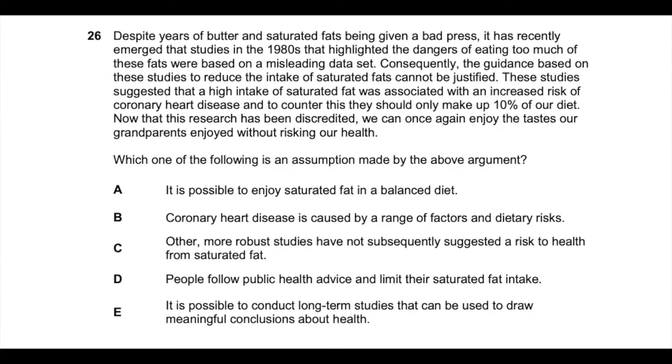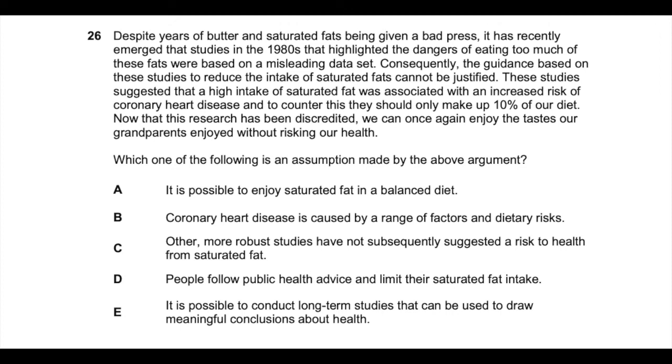Question 26. Despite years of butter and saturated fats being given a bad press, it has recently emerged that studies in the 1980s that highlighted the dangers of eating too much of these fats were based on a misleading data set. Consequently, the guidance based on these studies to reduce the intake of saturated fats cannot be justified.